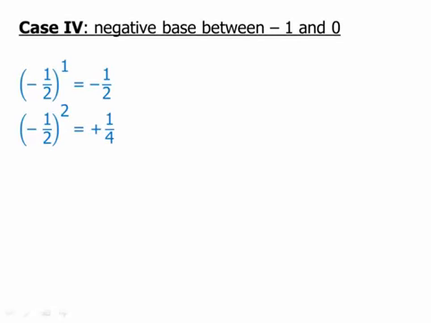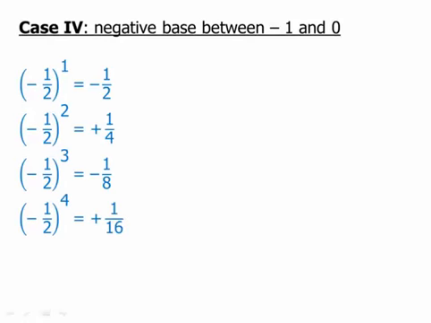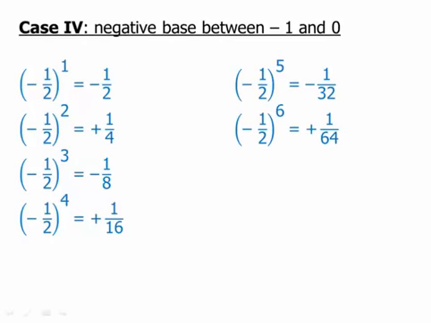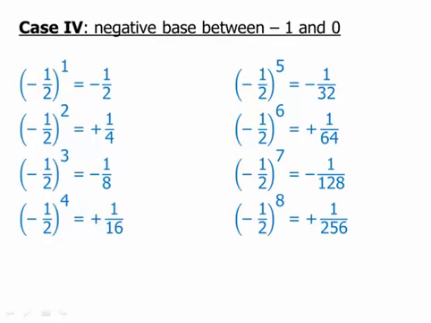(-1/2) squared is positive 1/4. (-1/2) cubed is negative 1/8. (-1/2) to the 4th is positive 1/16. (-1/2) to the 5th is negative 1/32. (-1/2) to the 6th is positive 1/64. (-1/2) to the 7th is negative 1/128. And then positive 1 over 256.